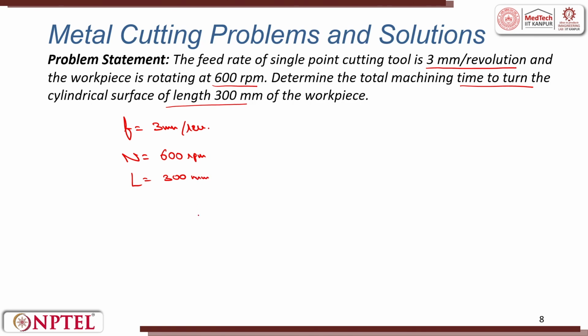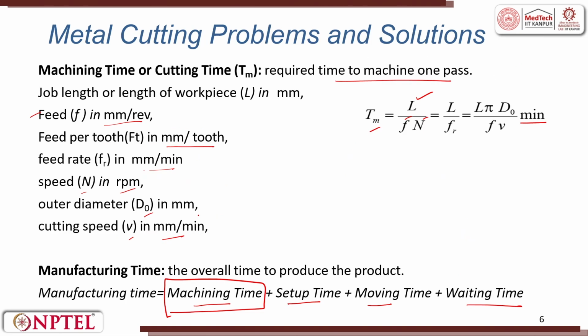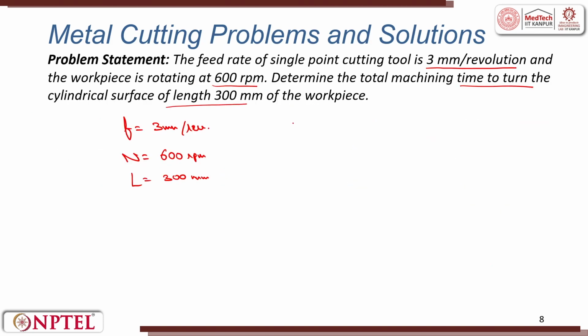I have to calculate the machining time. Just to recall, the machining time is L by F into N. Simply the first relation would give you the solution. So time T is equal to length by feed into the rotational speed. This is equal to 300 by 3 into 600, that is equal to 0.1666 minutes. Remember that this is in minutes.